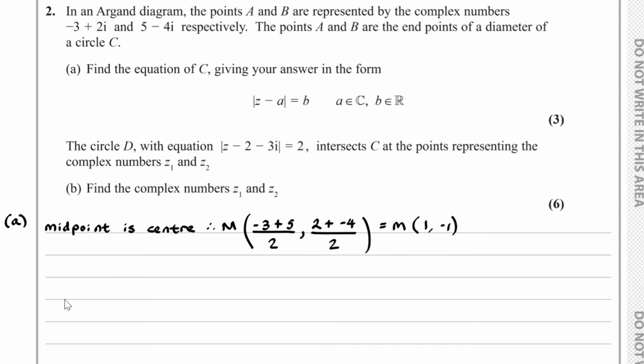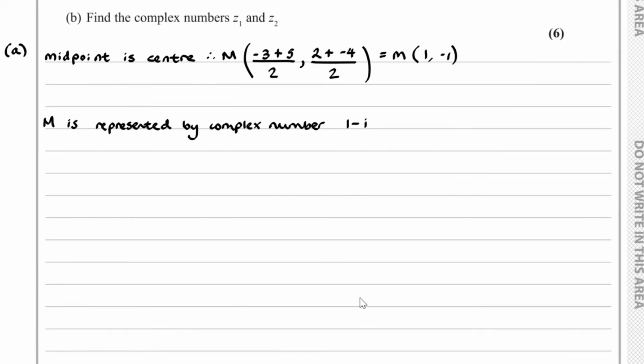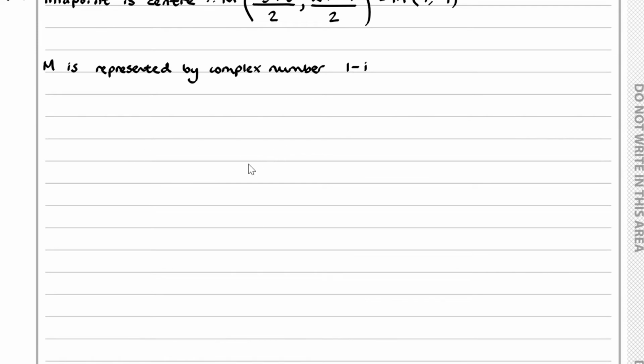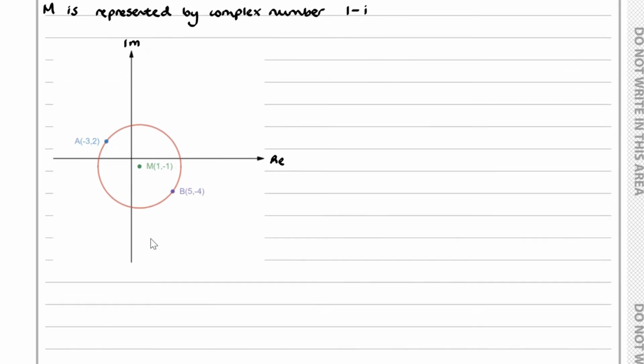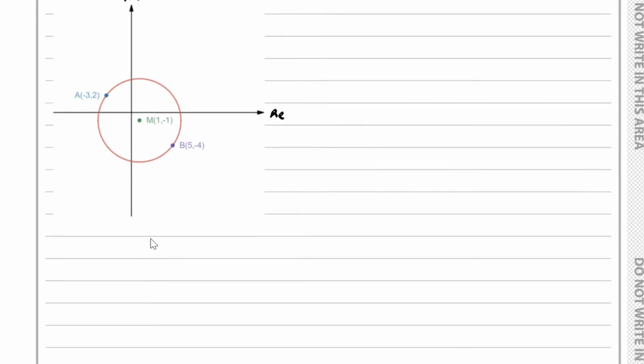So therefore M is represented by the complex number 1 minus i. And what we can do now is sketch the circle. So we have over here our circle C. We've got the points A and B and the midpoint.